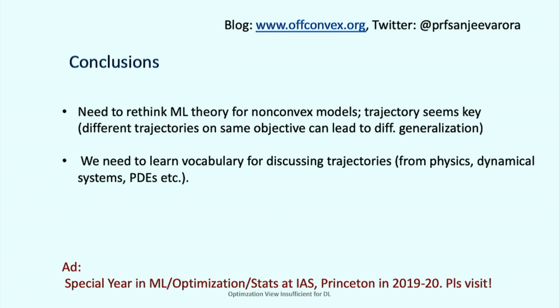Okay, so conclusions. There's a need to rethink machine learning theory for non-convex models, and trajectory seems key because different trajectories on the same objective lead to different generalization, which is what we're interested in. And we need to learn vocabulary for discussing trajectories from physics, dynamical systems, PDEs, etc.